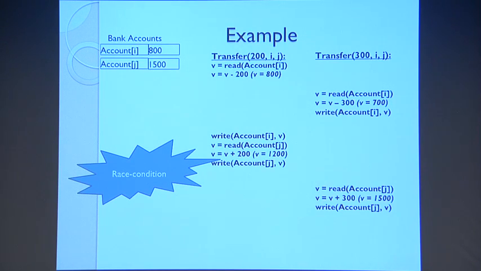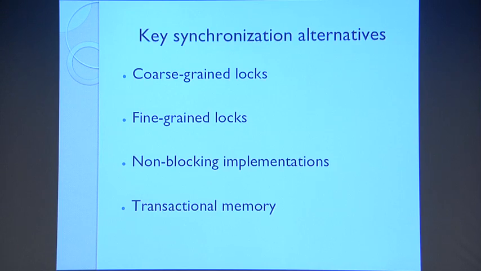2,000, but for now it's like 23,000. And so this is called a race condition, and this is what we want to avoid. So this is basically what we talked about during this class. So there are many synchronization alternatives that we can use.